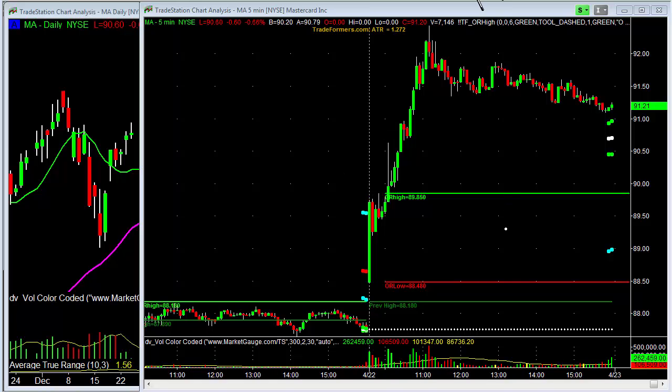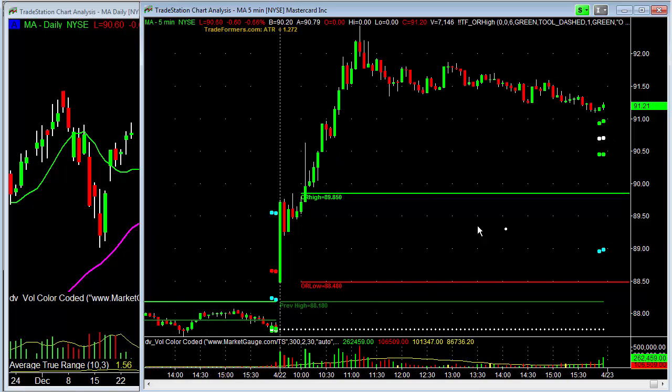Now, if I make this a little bigger, the question is, how am I going to get into this thing and control my risk? Because the low of the day down here is 88.50, which actually isn't bad. It's less than an ATR, but if you just want to do a day trade, that's a big risk.